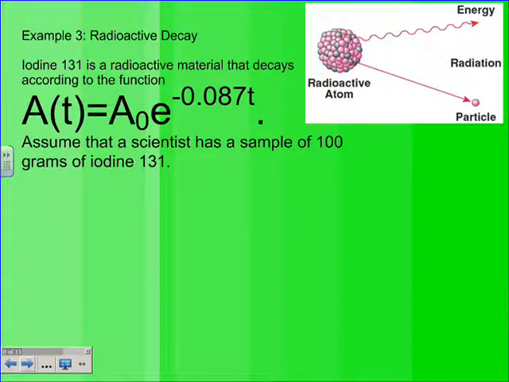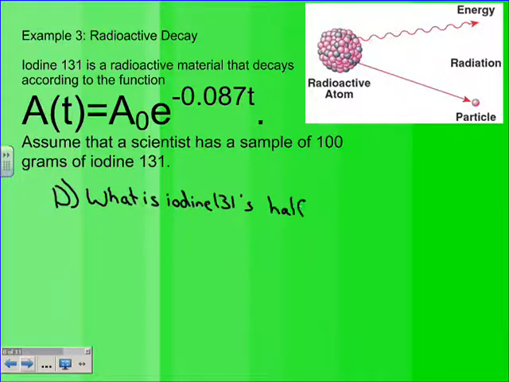That's something we kind of care about. Usually a lot of things have like a half-life number assigned to them. So like when they do carbon dating and those kind of things, that's what they use to figure that out, is the half-life. So all I want us to do here is, part D, what is iodine 131's half-life? Given the info that we've got, what is the half-life?